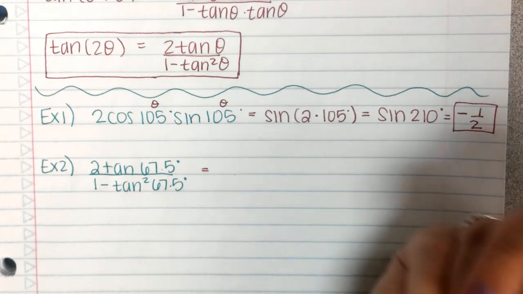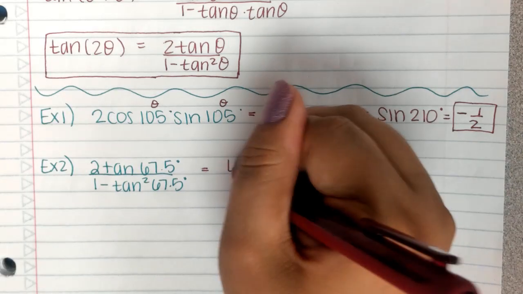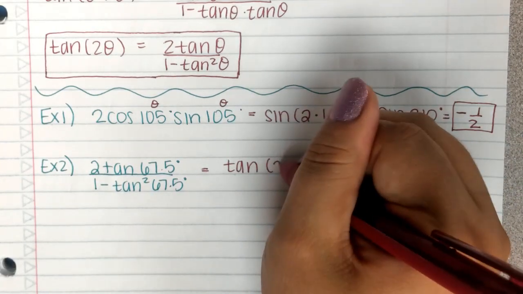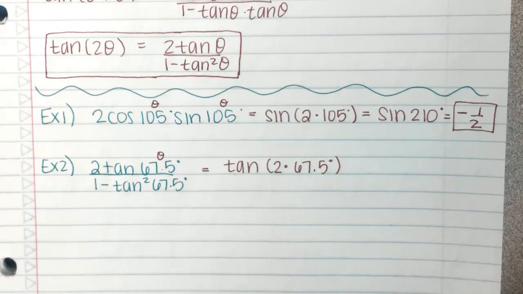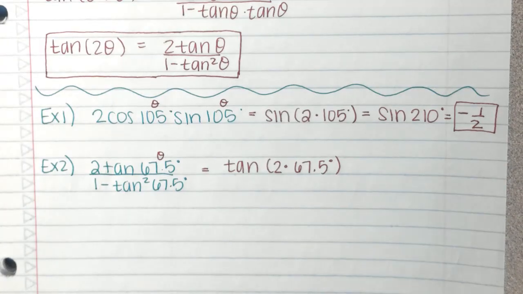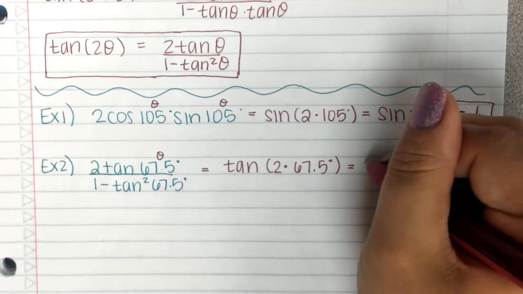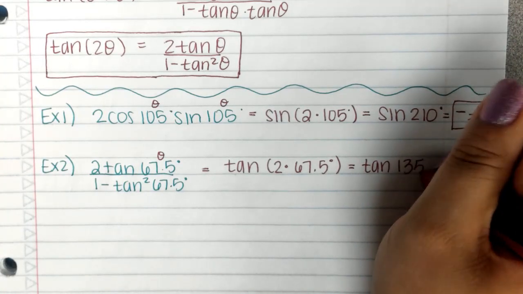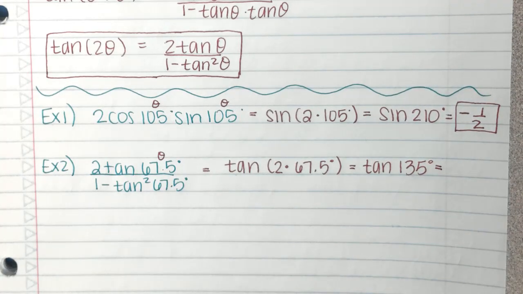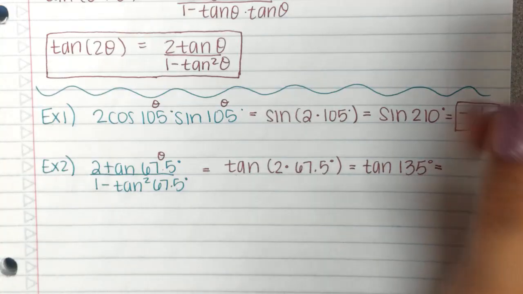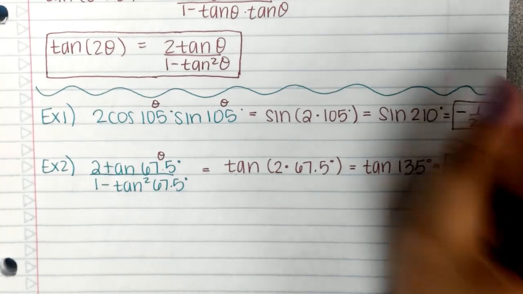All right, to find the exact answer, what function is this? The double angle tan. So 2 times what is my theta? 67.5 degrees. And what is 2 times 67.5 degrees? 135. And what is the tangent at 135 degrees? -1. Good job.